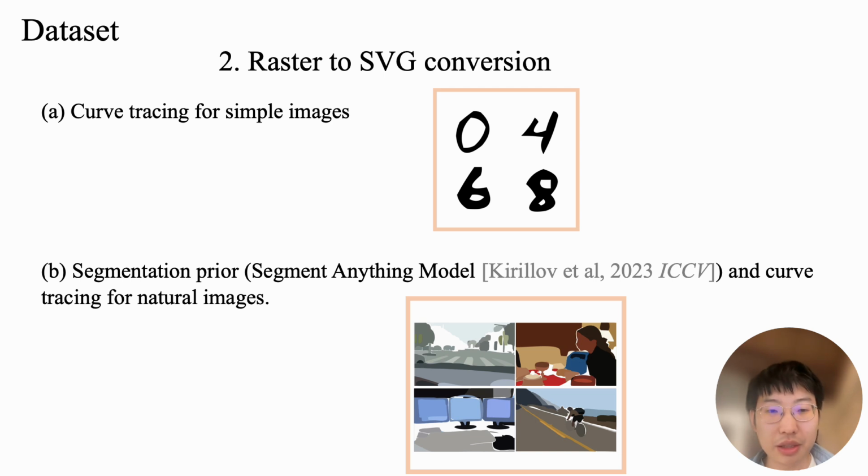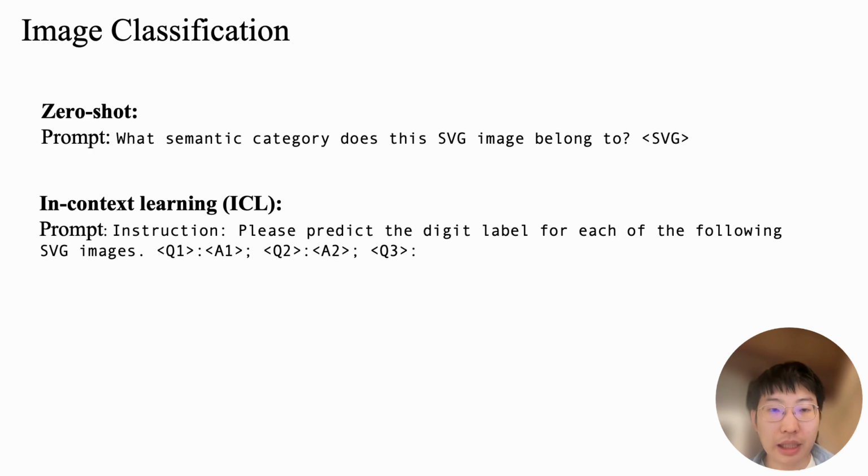In addition to this, for complex images, we first leverage segmentation prior, like the SAM model, and then use curve tracing again to get the SVG representation. For image classification, we consider two settings. One is zero-shot. Another is in-context learning, where we provide several examples in the context.